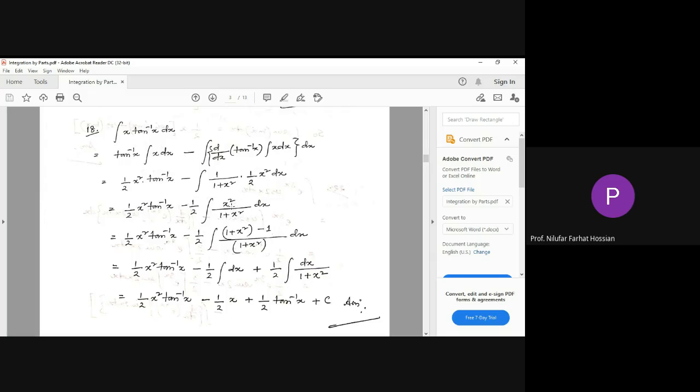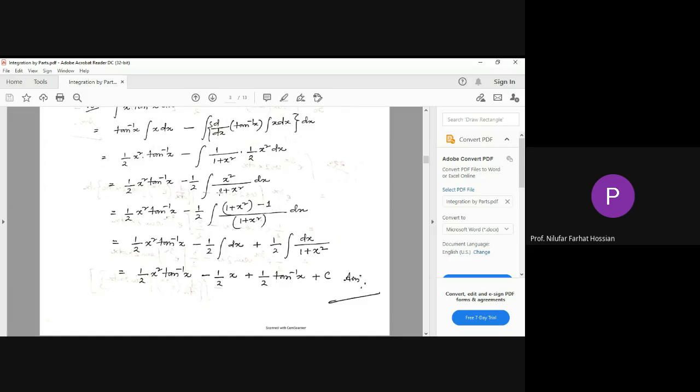So I am writing here 1 plus x squared minus 1. Then in the next step, you separate these two terms. The first term will give you what? 1 plus x squared divided by 1 plus x squared, that means simply 1. So just integral of dx. And from the second part, this minus and this minus gives you plus sign. So half into what? Integral of dx divided by 1 plus x squared, because the upper part is simply 1.